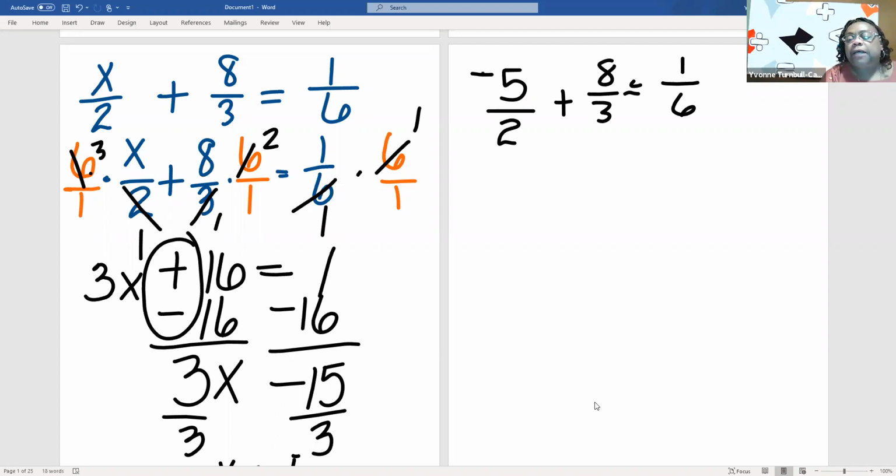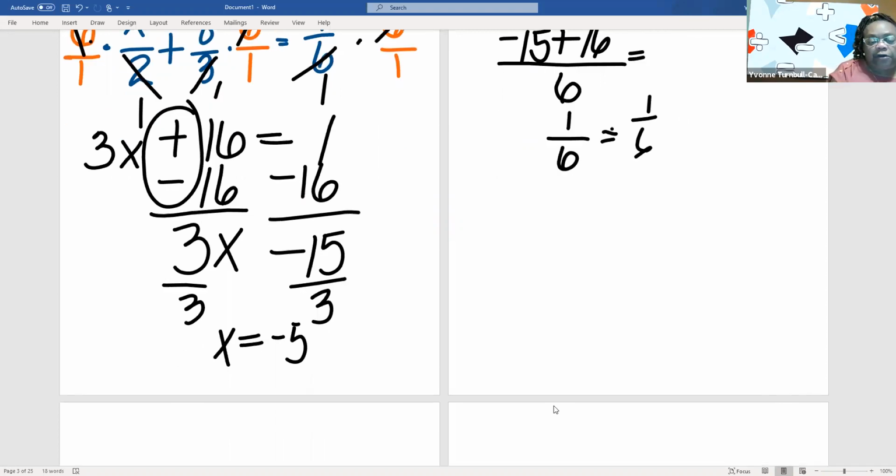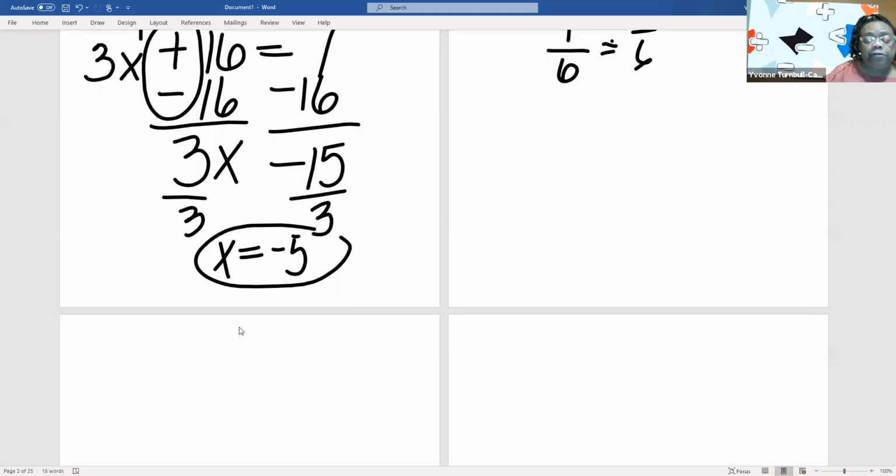So we need to find the LCD for these 2 over here, and of course, the LCD is 6. 3 times 2 is 6, so 3 times 5 is -15. 3 times 2 is 6, 8 times 2 is 16. And when you combine, -15 plus 16 is 1. Both sides do check, so you know your answer of x equals -5, which is right here, is correct. So it's very easy to know that you're correct if you take time to check your answer.